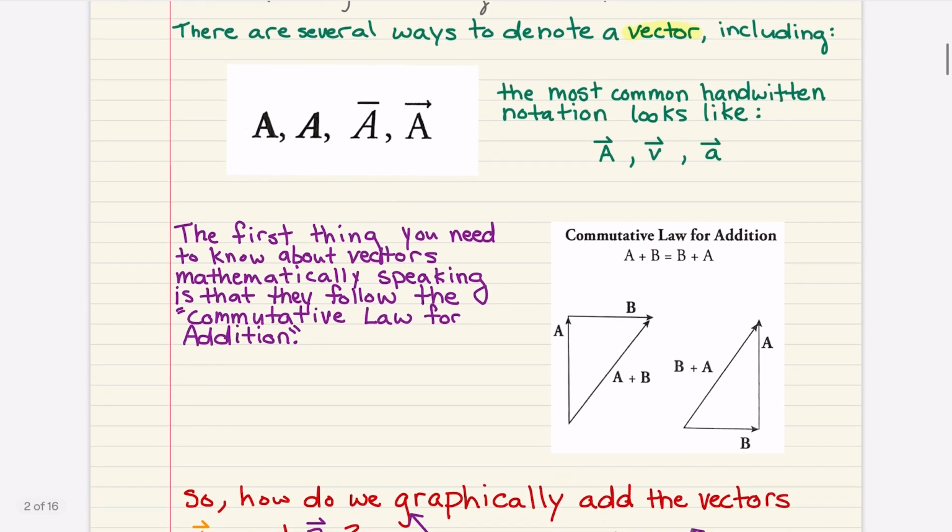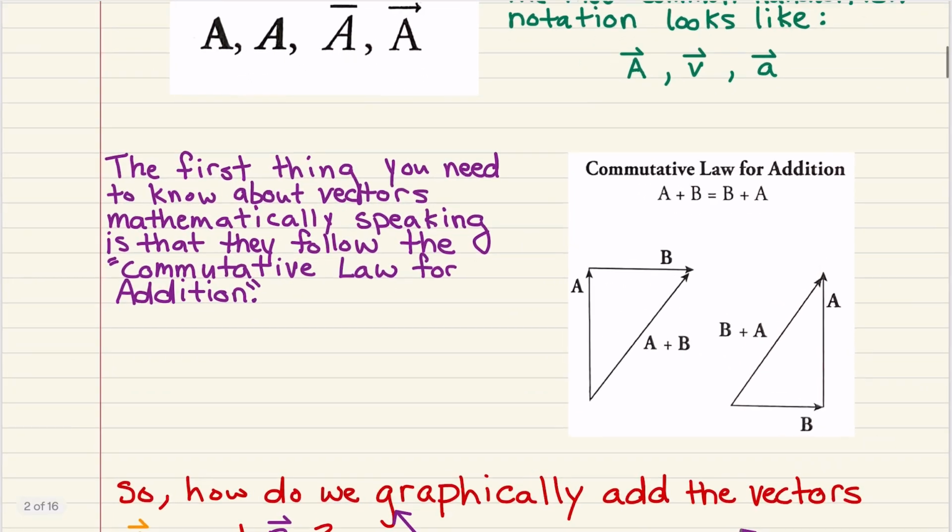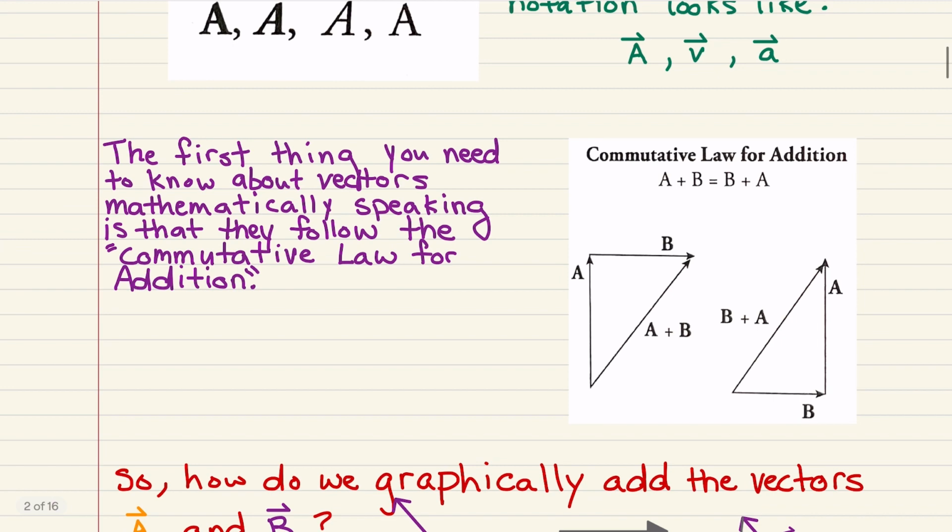So the first thing you need to really know about vectors mathematically is the fact that they follow the commutative law of addition. Now, of course, when we start to study physics, there are certain things about mathematics that we're going to have to assume that you have learned. The commutative law for addition is the first one. All it means, and it's pretty simple, is that A plus B is equal to B plus A. So when you move around letters when you're taking their sum, it doesn't actually affect anything.